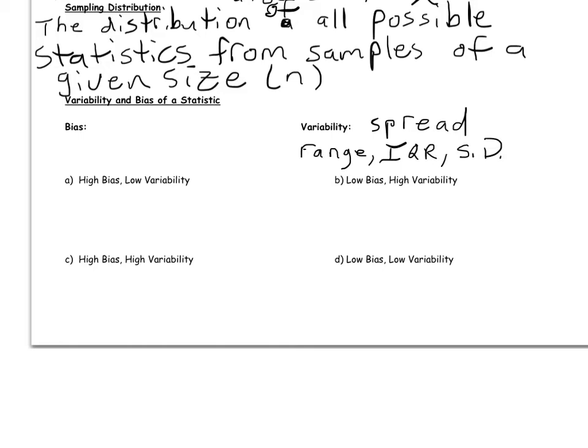And then bias is how well the stats reflect what the parameter actually is. So if something is unbiased, if a statistic is unbiased, that means it's close to the parameter. If a statistic is biased, that means it's far off the parameter. So bias reflects how close a stat is to the parameter.